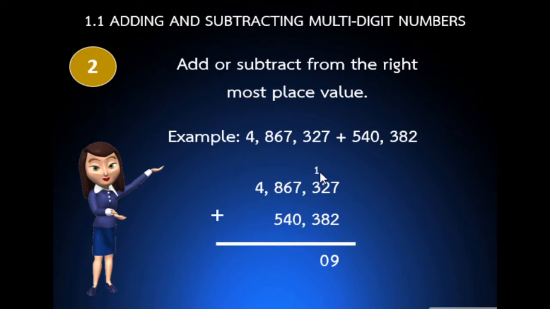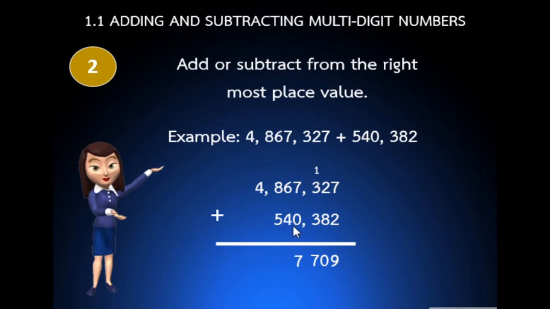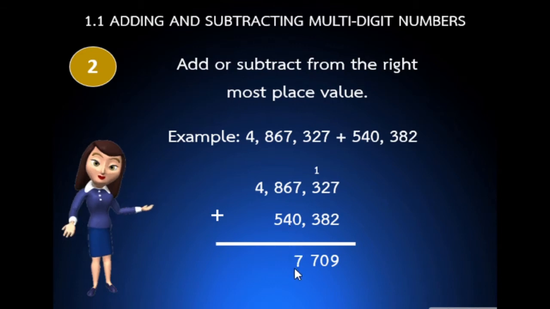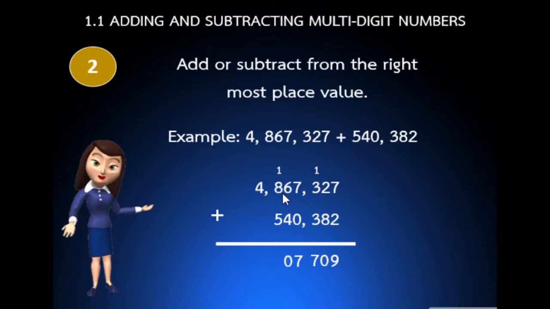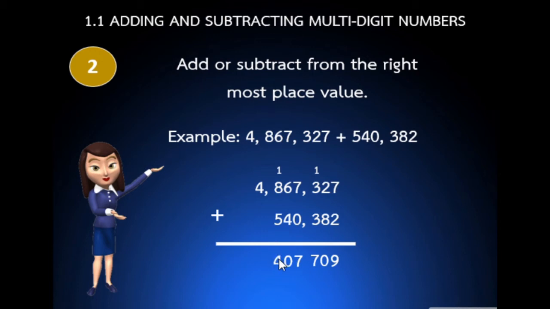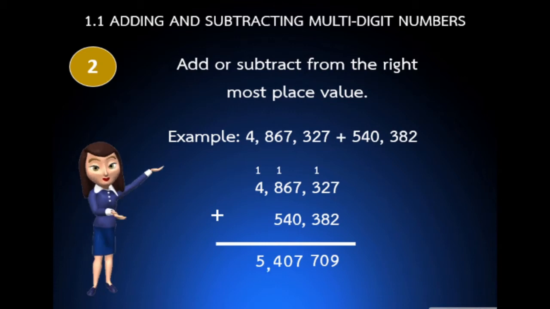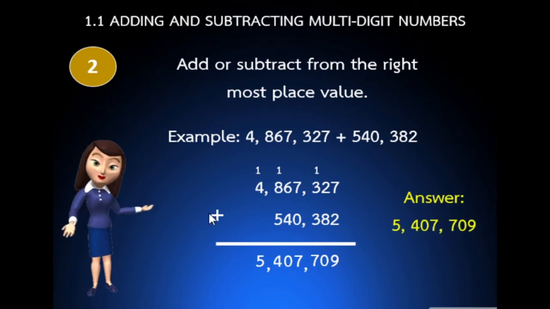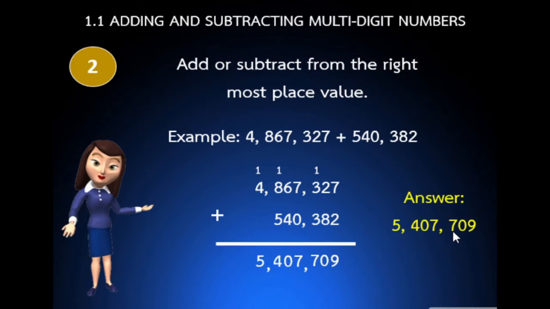And then continue. 1 plus 3, we get 4. Plus 3, we have 7. 7 plus 0, 7. 6 plus 4, 10. Bring down 0, carry 1. 1 plus 8, 9. 9 plus 5 is 14. Bring down 4, carry 1. 1 plus 4 is 5. And then, afterwards, we need to separate the numbers by commas. Our answer for this equation is 5,407,709. Okay?